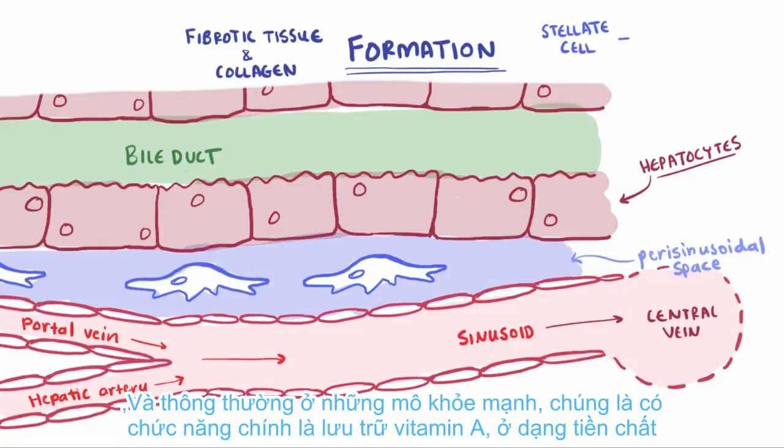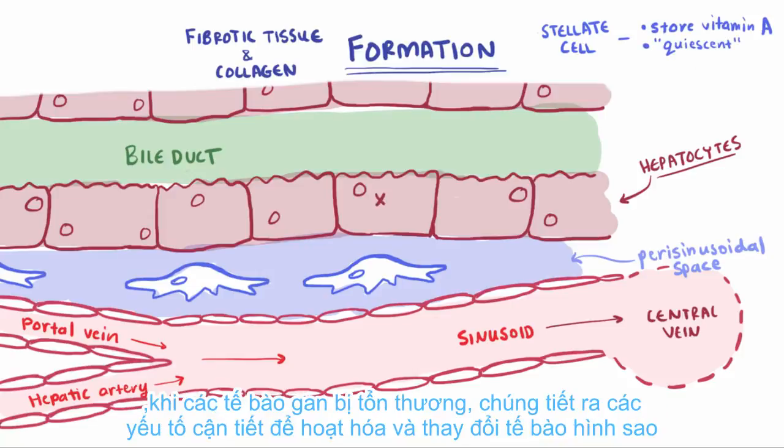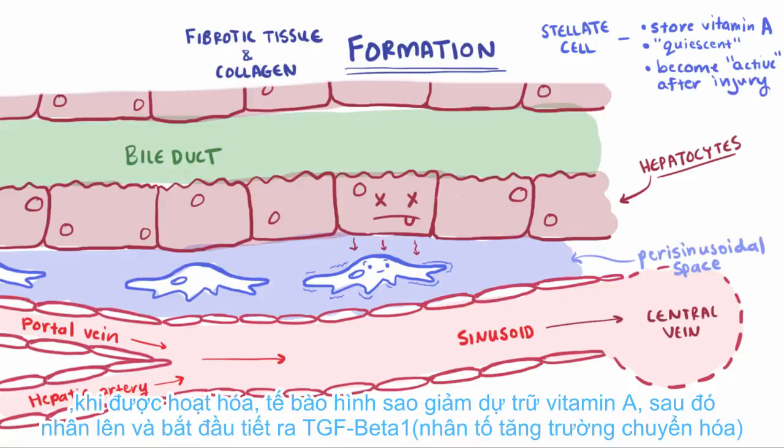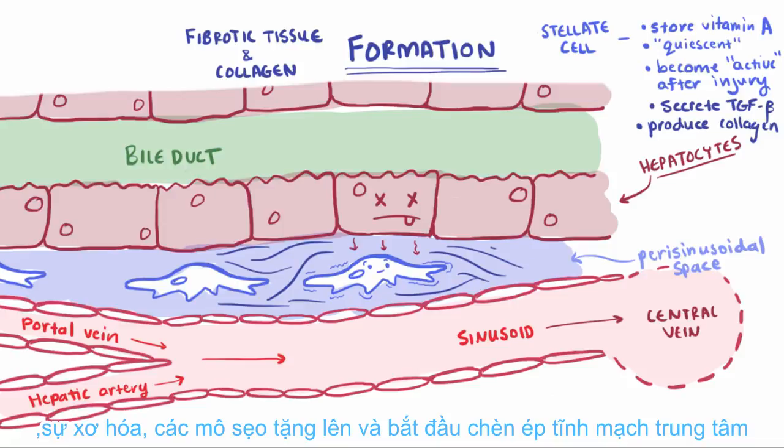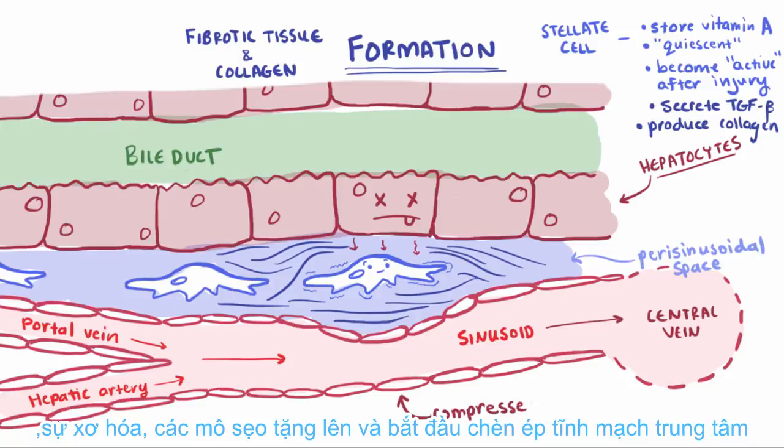And usually, in healthy tissue, these guys' main function is to store vitamin A and are otherwise considered quiescent, or sort of dormant. When the hepatocytes are injured, though, they secrete paracrine factors that activate and sort of change the stellate cells. When activated, these stellate cells lose vitamin A, proliferate, and start secreting transforming growth factor beta 1, or TGF-beta, which then causes them to produce collagen, which is the main ingredient in extracellular matrix, fibrosis, and then scar tissue. As this fibrotic tissue builds up, it starts to compress the central veins and sinusoids.